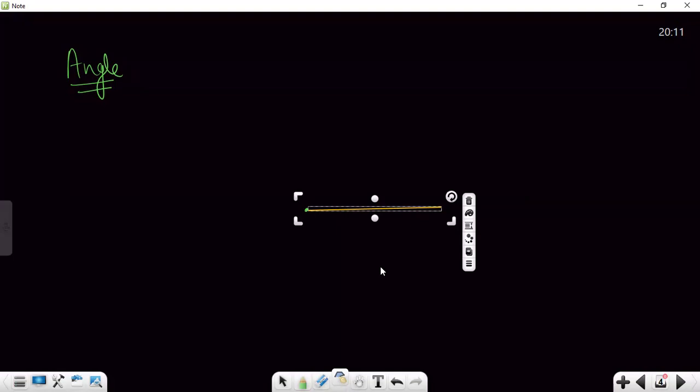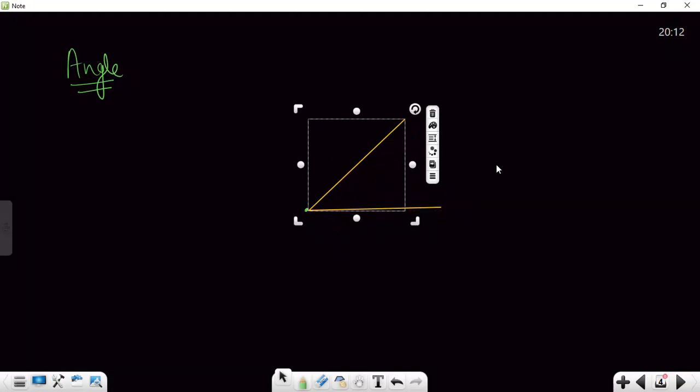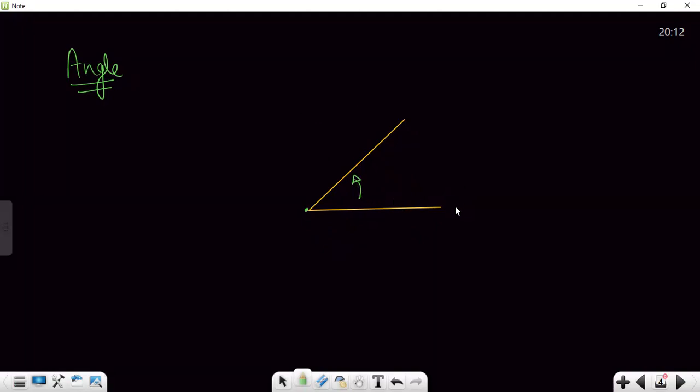If the ray rotates about its initial point, let's say this is the ray and it gets rotated from its initial point in this manner. The initial point remains the same, but the ray has rotated in some manner. Let's call this common point O. The initial position of the ray is OA and the final position is OP.